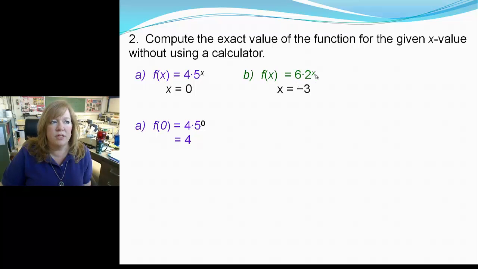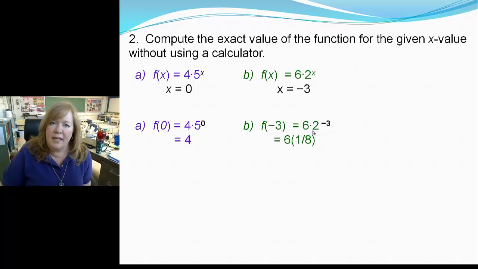6 times 2 to the x, and x is negative 3. So we'll replace the x with a negative 3. So we'd have 6 times 2 to the negative 3. Remember, when you have a negative power, that makes it go to the denominator. So it'd be 1 over 2 cubed, which gives us 1/8. So we'd have 6 times 1 over 8, which is going to be 6/8, or 3/4.